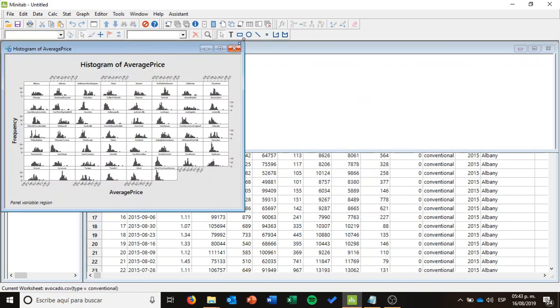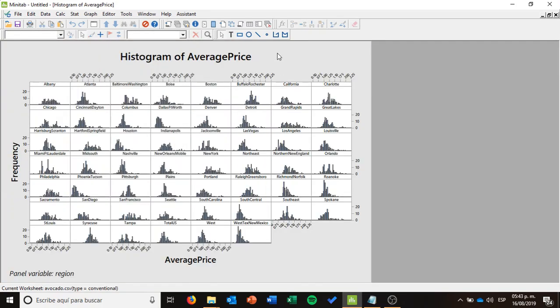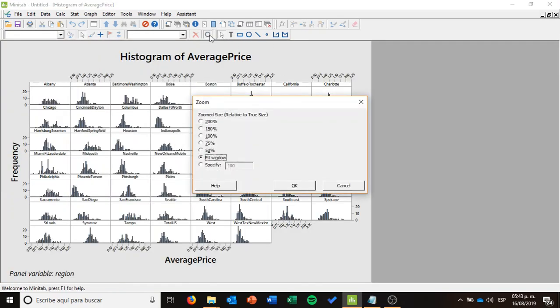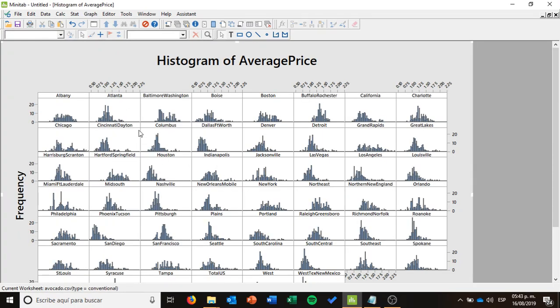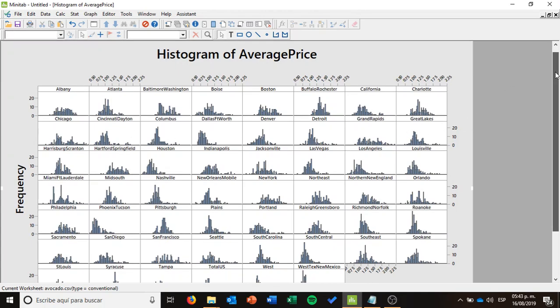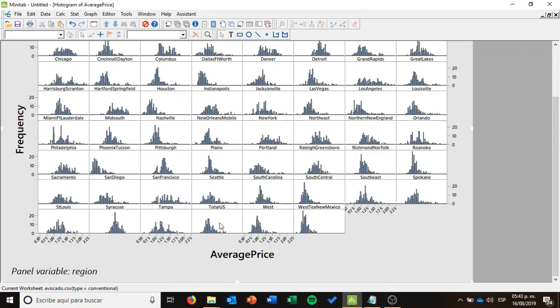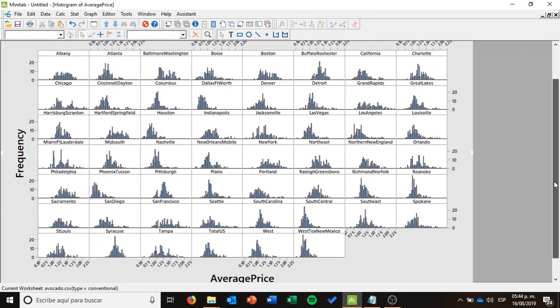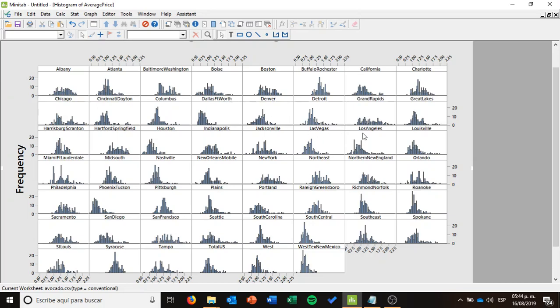In this matrix, if I make it larger, probably it's still smaller, so I'm going to press here to have some zoom of 200%. What I'm going to have here are as many histograms as regions I have in my database. Here at the bottom, you have the total of US. This is the average of everything that is happening in the United States. But you can see that there are several kinds of histograms depending on the region that you are analyzing.